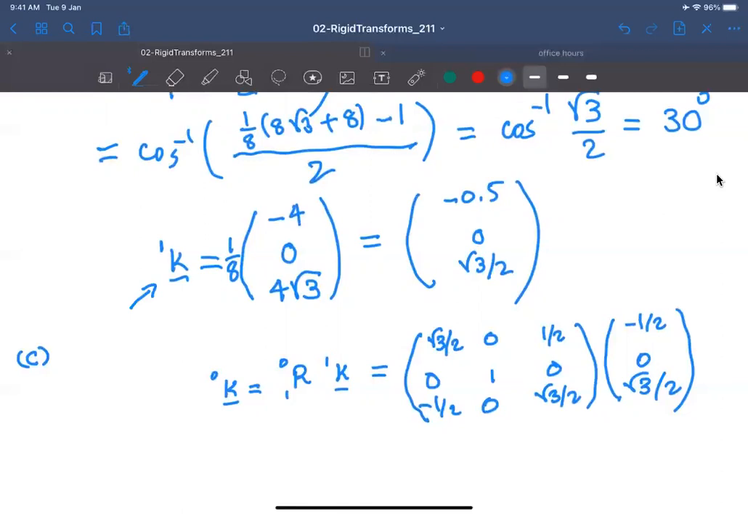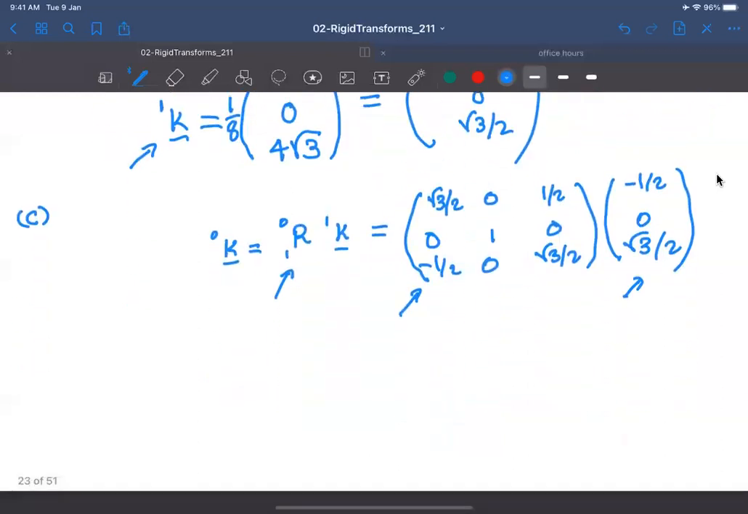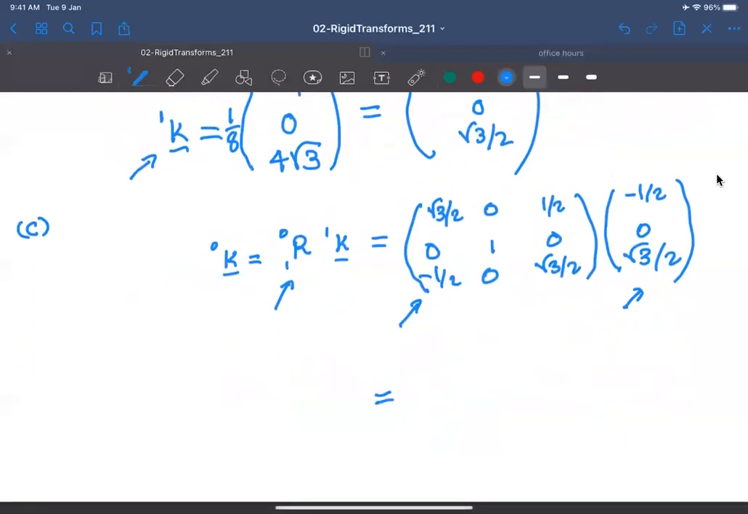If we would like to calculate K in frame zero, the representation of K in frame zero, we pre-multiply it by the rotation matrix that takes a vector in frame one and projects it in frame zero, which is R1 to 0, which is nothing but rotation about the y-axis by 30 degrees. And we found that this matrix from before is this one. And if you multiply it with this, you will find necessarily that this is going to be 0, 0, 1.